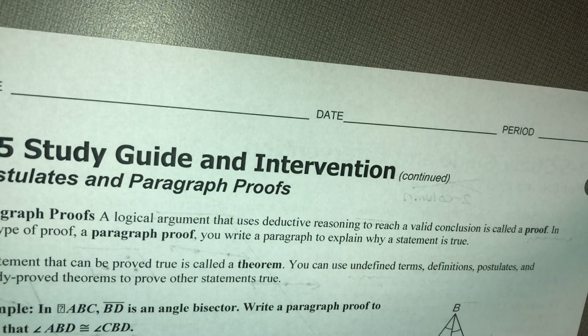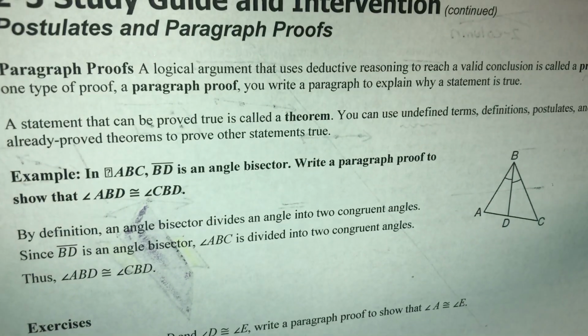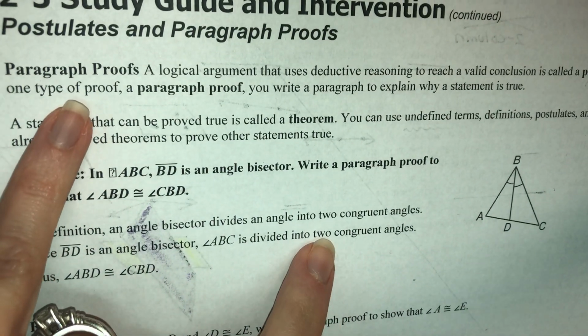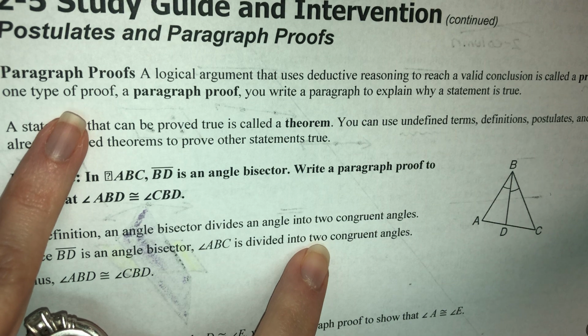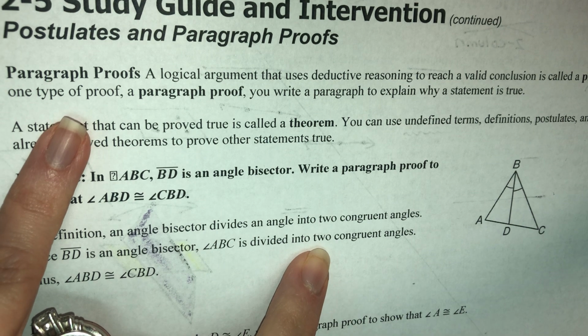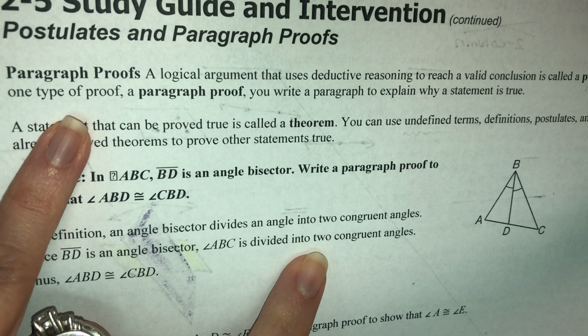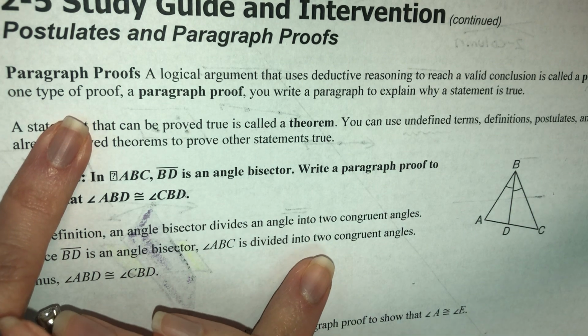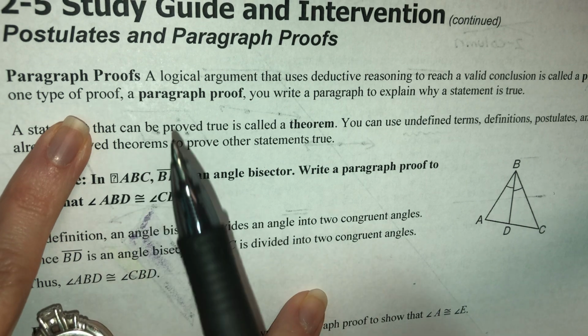We're going to go on to the back, and on the back it talks about paragraph proofs. So I told y'all we're not going to do them in paragraph format. I have found most geometry students don't particularly enjoy writing full, complete sentences in paragraph form over the years. So we're just going to do 2 columns, but the concept is the same.